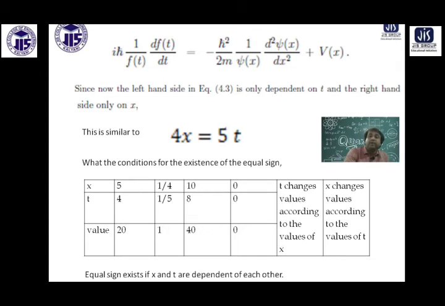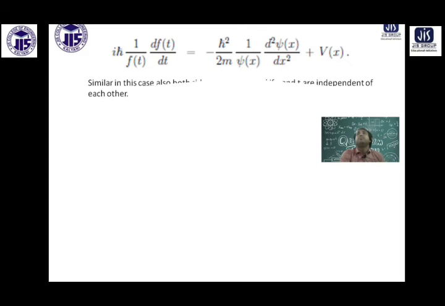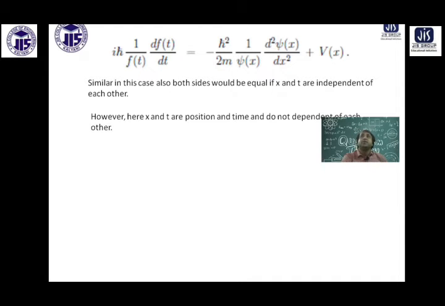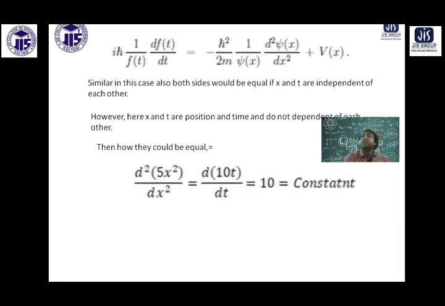So that means if you make x equal to 5, t is telling no, I'll remain as 1. Then who will be under trouble? The equal sign will be under trouble. So the logic is that in this equation, this equal sign can only exist if from both sides, from the right side, which is x dependent, I end up with a constant term, and from the left side also we end up with the same constant term.